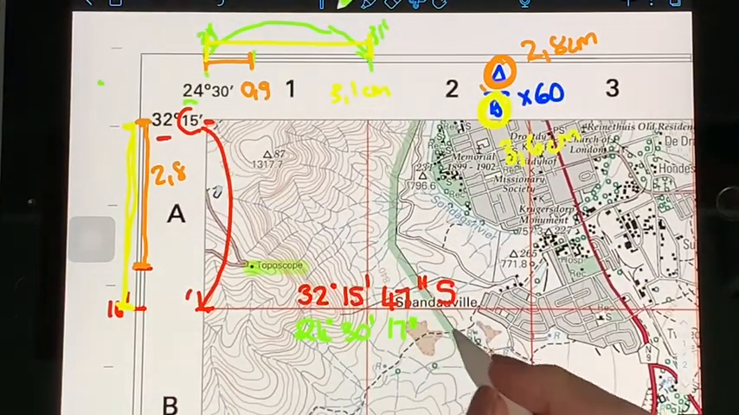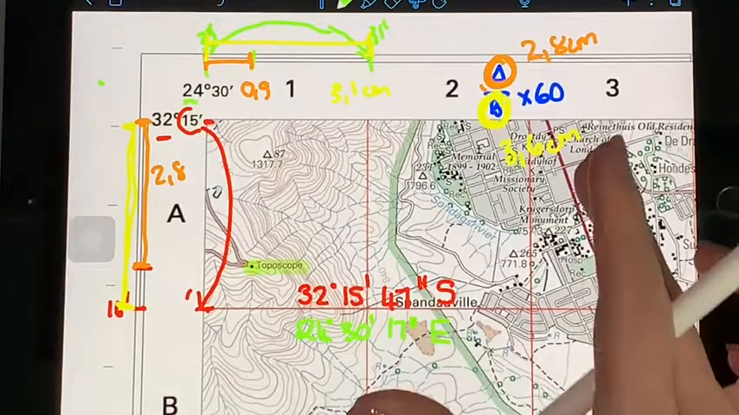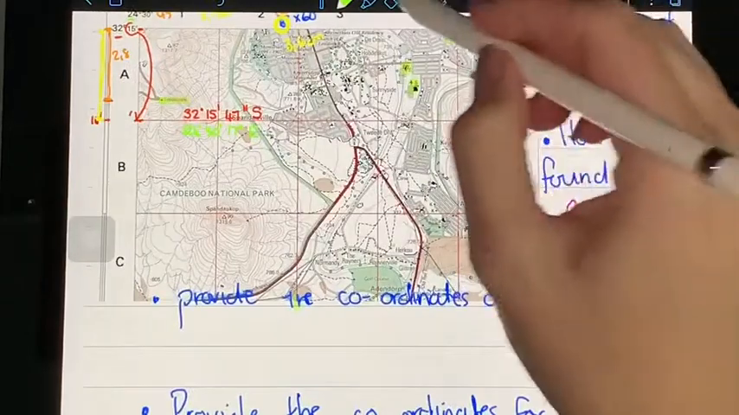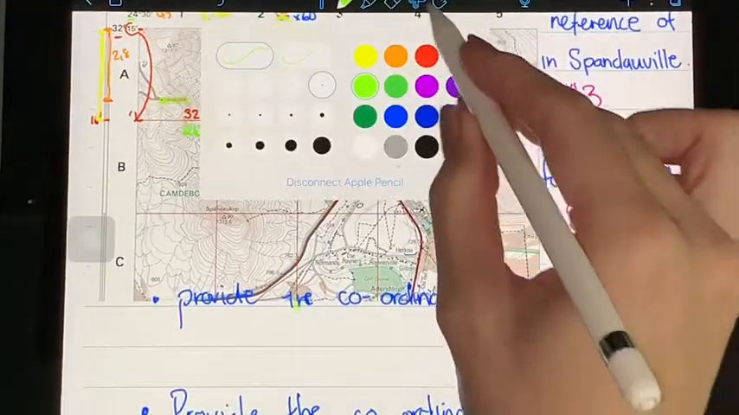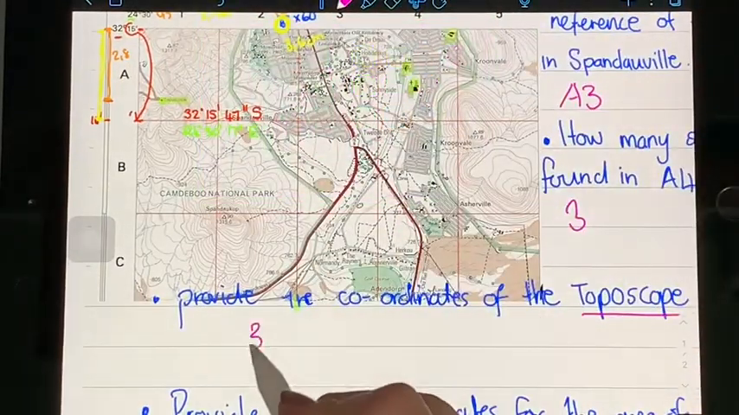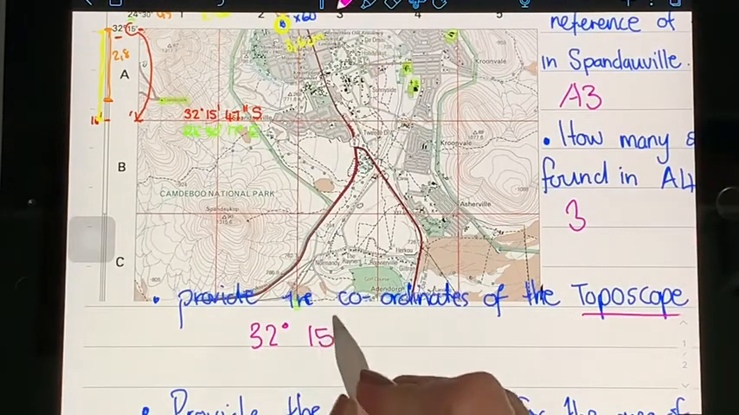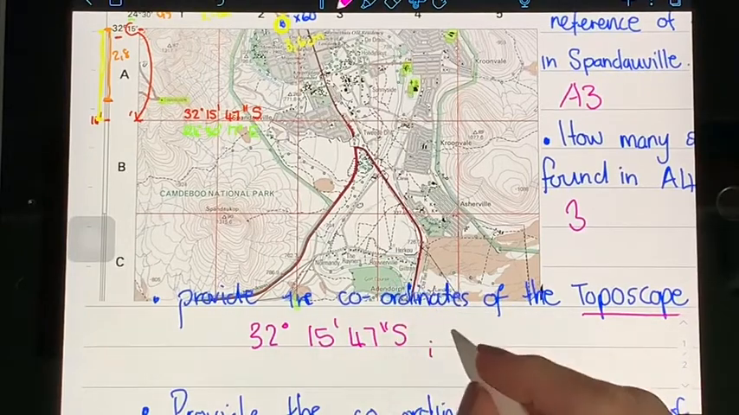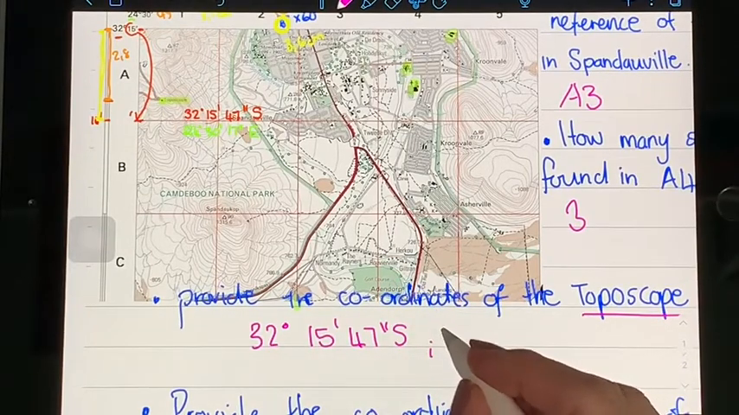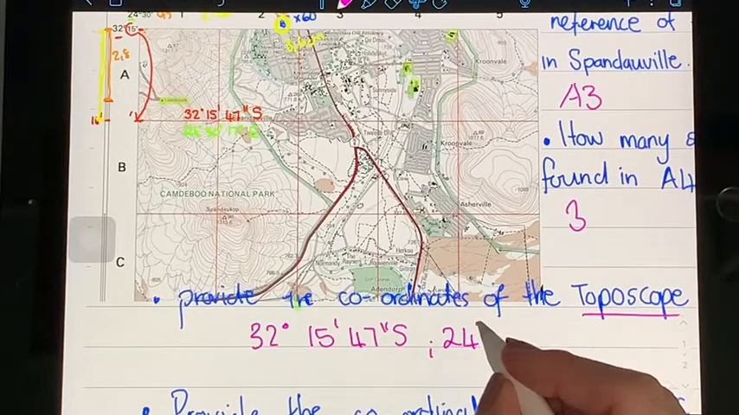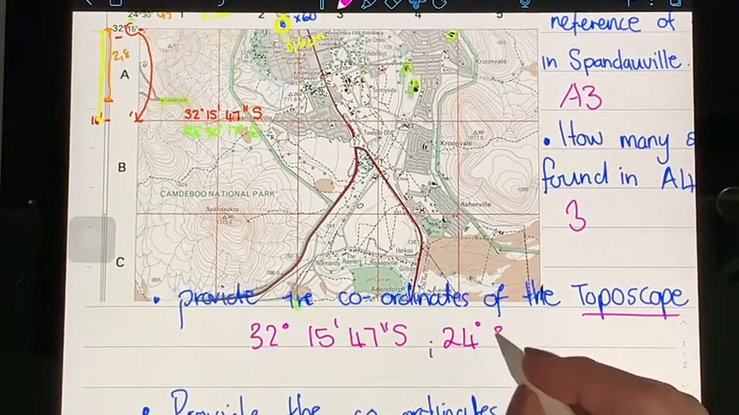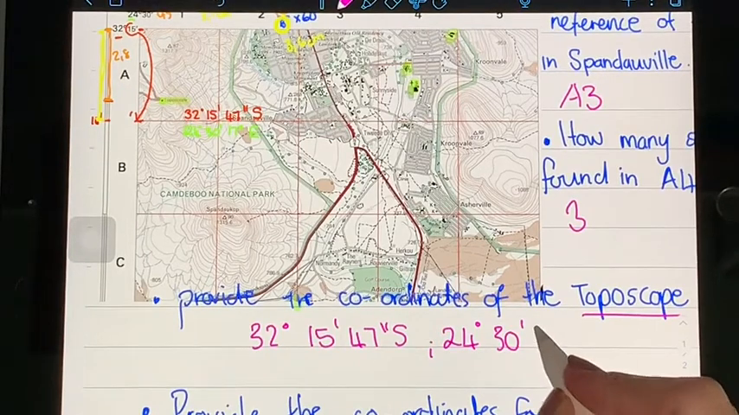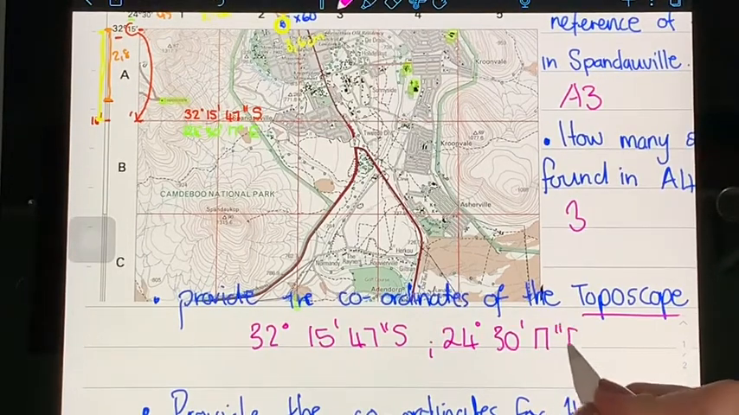And because it's the longitude, we say it's in the east. So our final answer there for the coordinates of the toposcope is 32 degrees, 15 minutes, 47 seconds south, and then the longitude is going to be 24 degrees, 30 minutes, and lastly 17 seconds east.